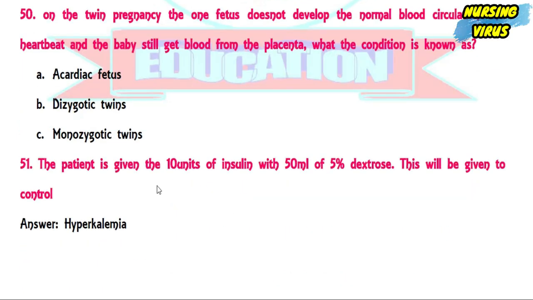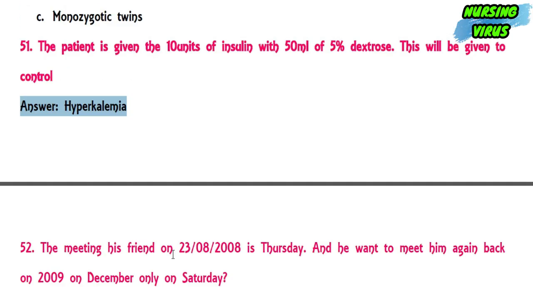So the next question, the patient is given 10 units of insulin with 50 ml of 5% dextrose. So this will be given to control which of the following conditions? Hyperkalemia will be the right one.